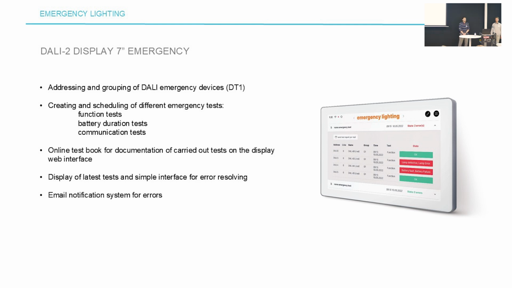With this, you can create and schedule different emergency tests, like the function test, the battery duration test, and the communication tests. The display also includes an interface with an online test log where all the results of the tests are clearly shown. And the latest results of the tests are shown directly on the screen with a straightforward error resolution interface. There's even the option for an email notification system for facility managers to quickly see any test failures or device issues.